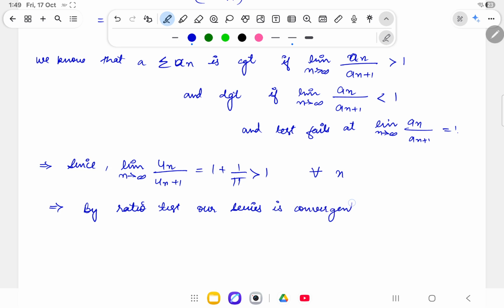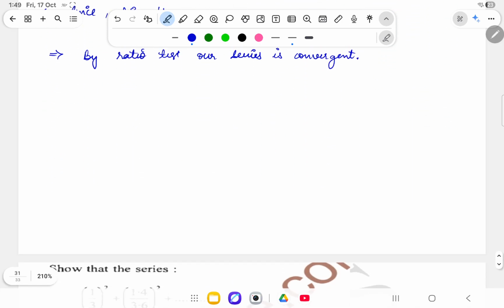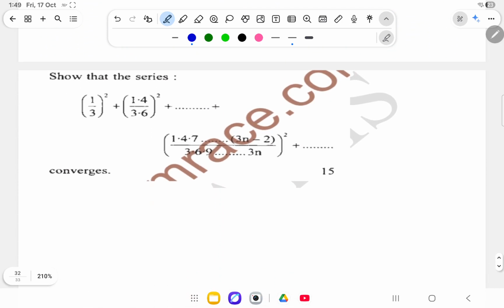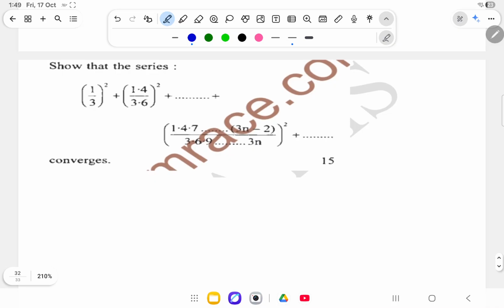Now let's move on to discuss the next question. So the next question says that they have given us a series, and in the question itself they have said that they have provided that it is convergent. We are just supposed to prove that it is convergent. So in order to prove it is convergent, let's see what the general term of the series is.